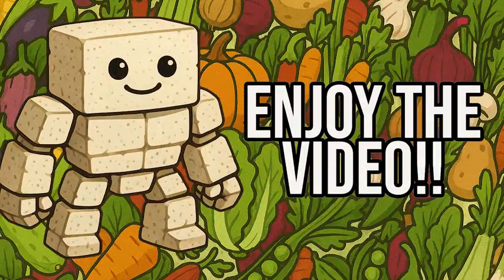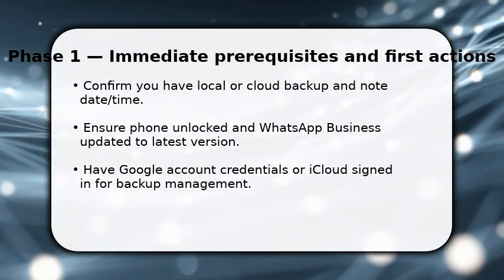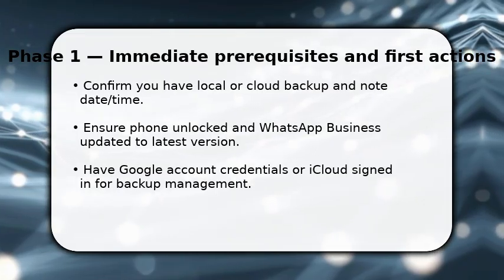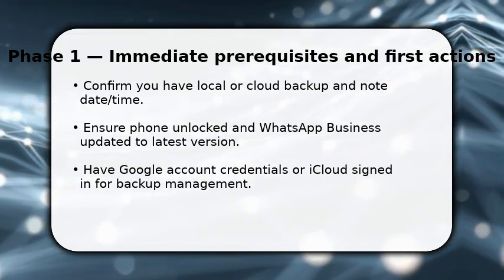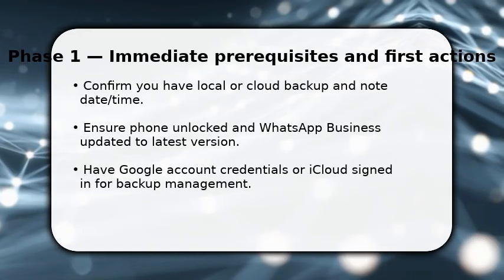Please enjoy the video. You start by confirming where your backup lives and why you want to delete it. Open WhatsApp Business, then tap the 3 dots and choose Settings. This gets you into Chats quickly. Once inside, go to Chats, Chat Backup to view last backup details so you know what you will remove.